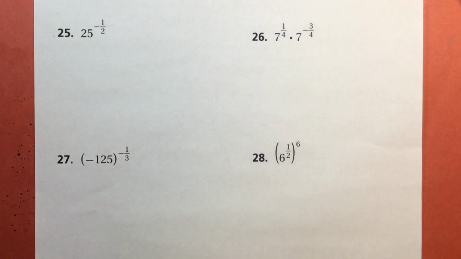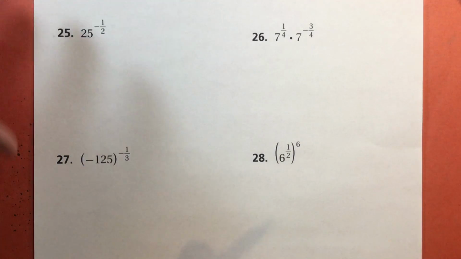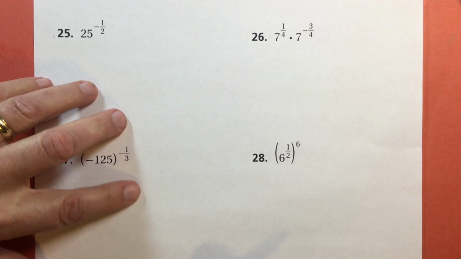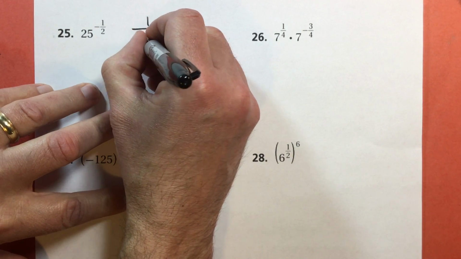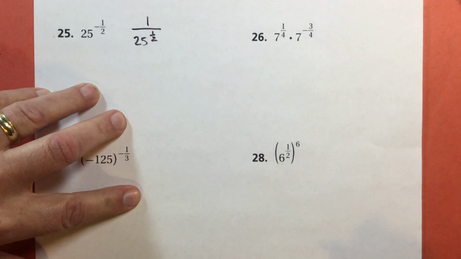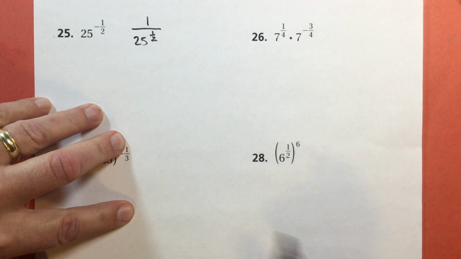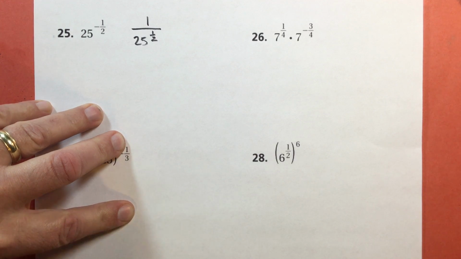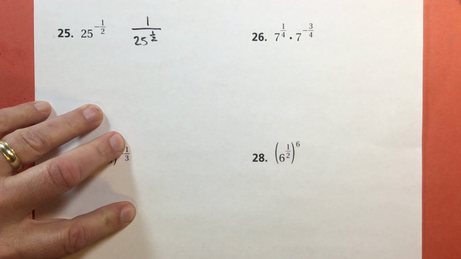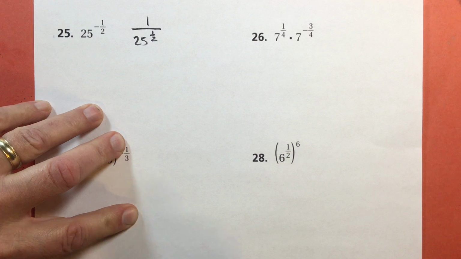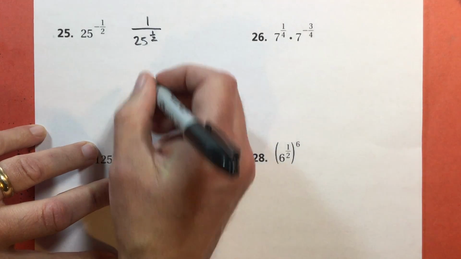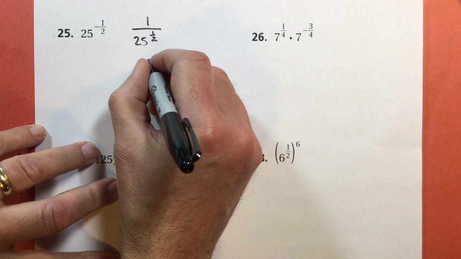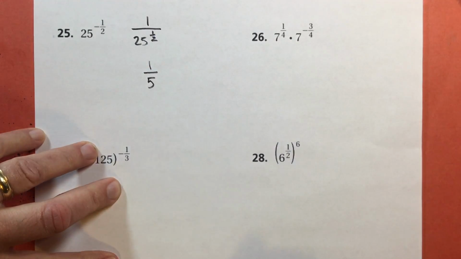All right, now for this one, I've got that negative exponent, which means reciprocal. This is going to be 1 over 25 to the 1/2 power. There's really not a name for it, to be honest. I just know that when the exponent is negative, I end up with the reciprocal of what its opposite was. So 25 to the 1/2 power, that's the square root of 25. So this is just going to be 1/5.